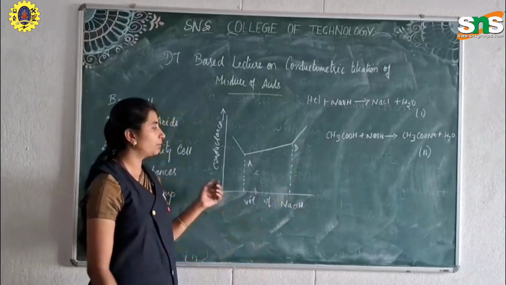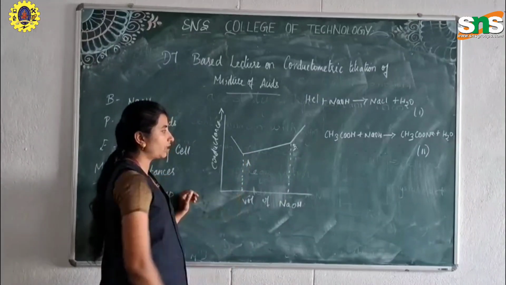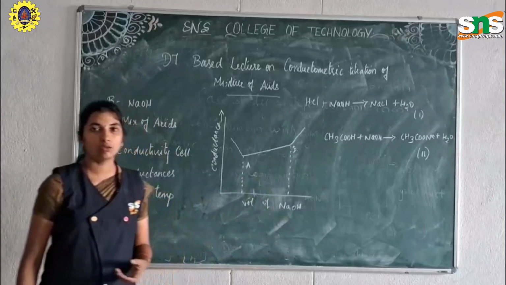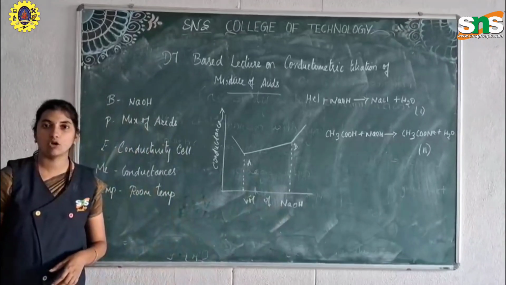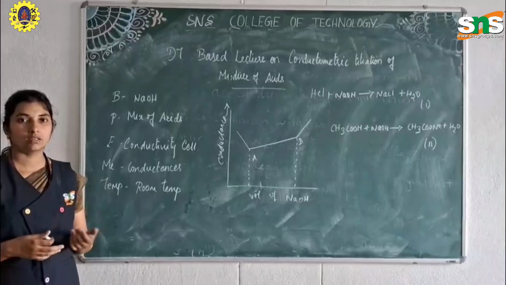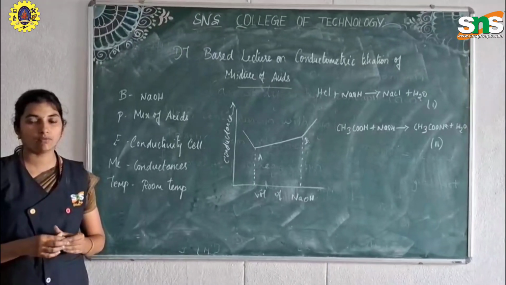By adjusting the lines, we can get the midpoint of A and the midpoint of B. So we can calculate how much HCl or acetic acid is present by plotting the graph with the measurements. Next, the values can be calculated using the formula V1N1 = V2N2.